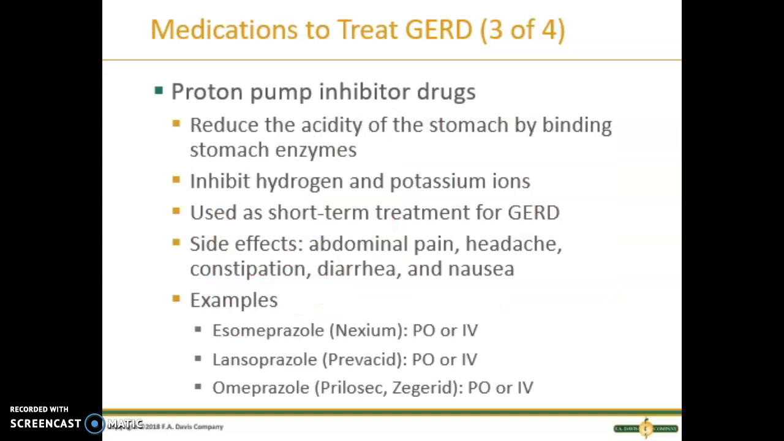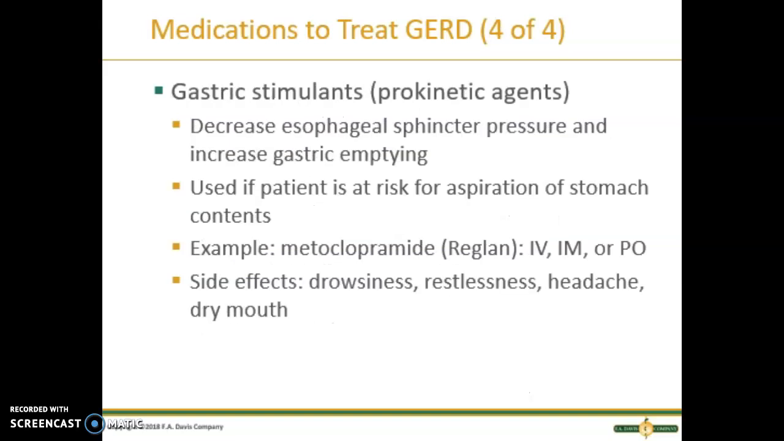Again, we talked about what the proton pump inhibitor drugs do. An example would be Nexium or Prevacid. The gastric stimulants decrease esophageal sphincter pressure and increase gastric emptying. Reglan would be an example of this. There are side effects, which are drowsiness, restlessness, headache, and dry mouth.